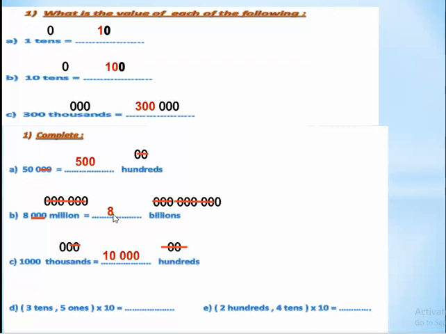Okay, 3 tens and 5 ones times 10. It means 35 times 10, so it will be 350. 204 tens, so it will be 240 times 10, so it will be 2,400.